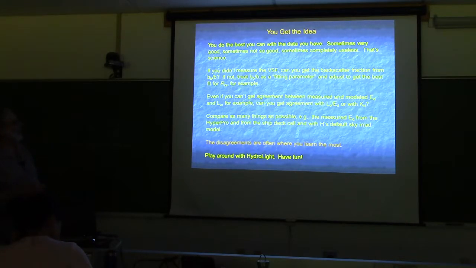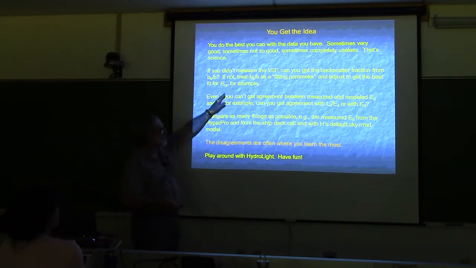So then you kind of think, well, I don't have all these measurements. I don't have an instrument to measure the volume scattering function like Radomski has. He has an instrument called Mascot that can do that. So you do the best you can. If you didn't measure the VSF, maybe you can get the backscatter fraction from, say, a BB9 and an AC9. And if you don't have those, you can tweak the backscatter fractions until you get a good fit and see how well you can do.